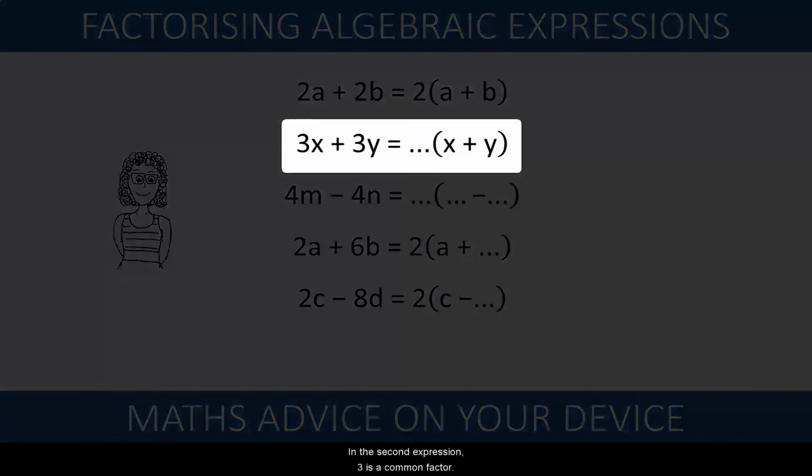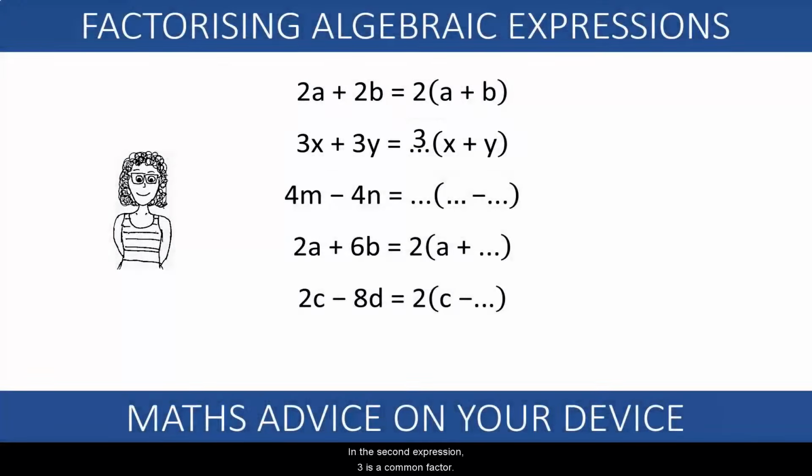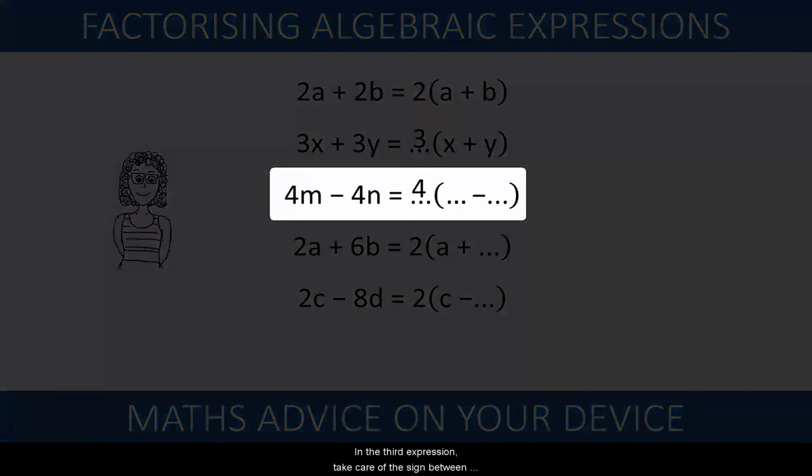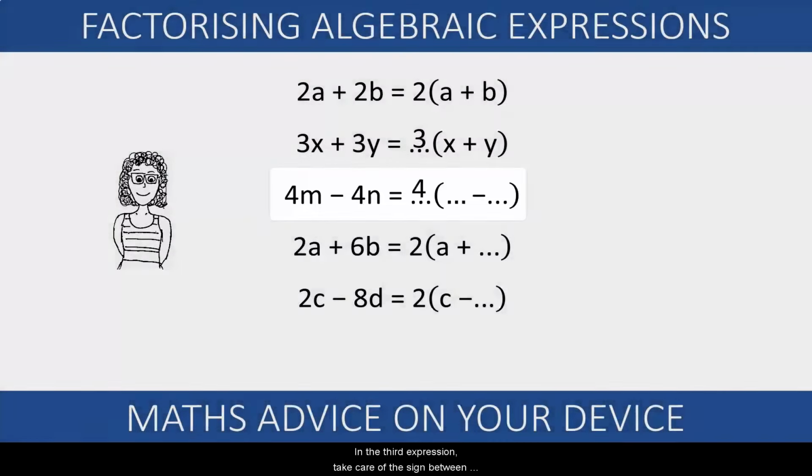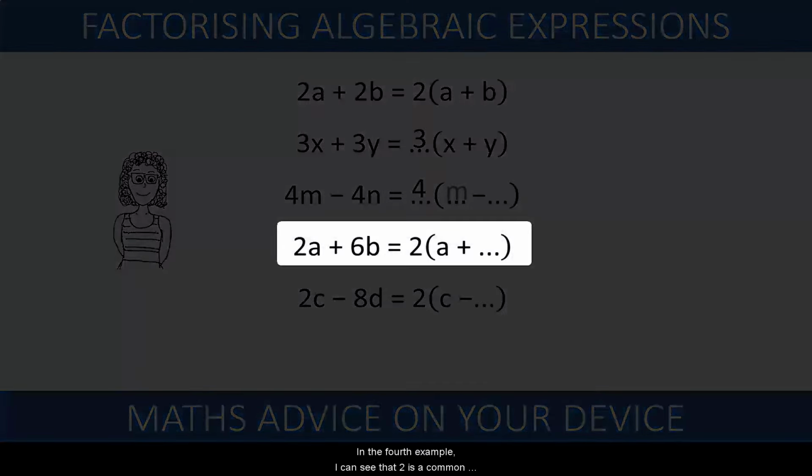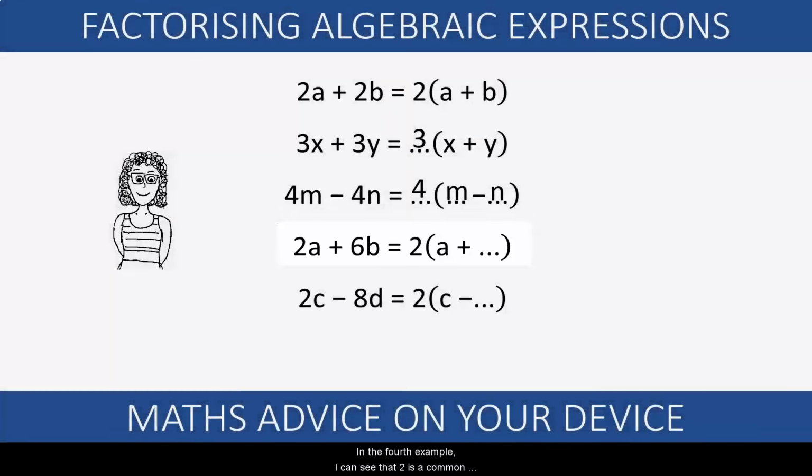In the second expression, 3 is a common factor. In the third expression, take care of the sign between them. It is negative. In the fourth example, I can see that 2 is a common factor.